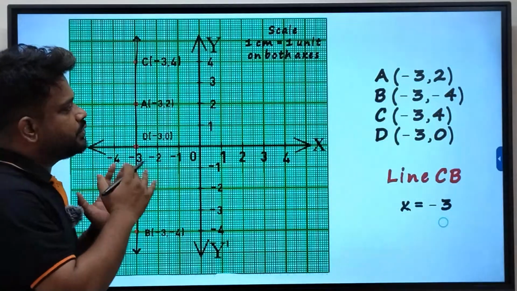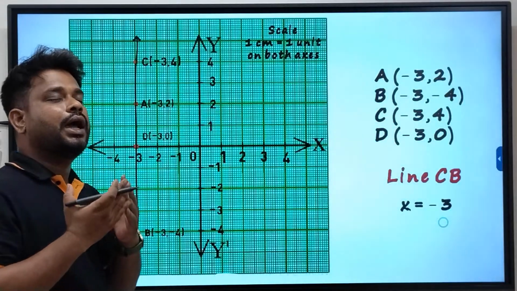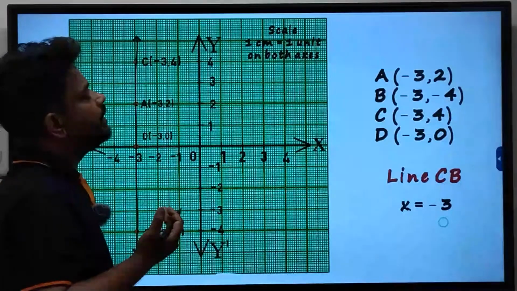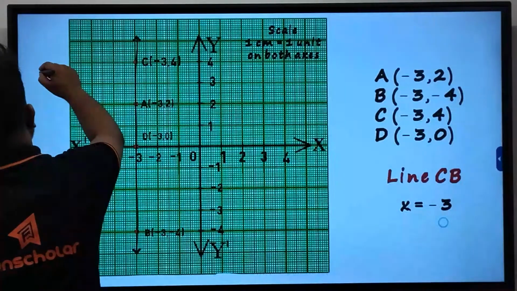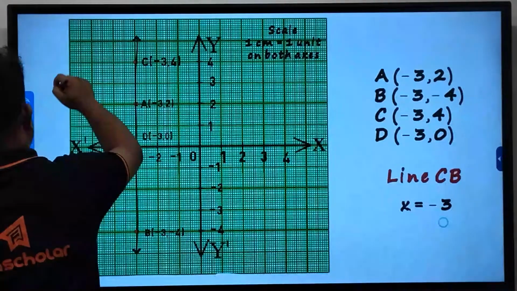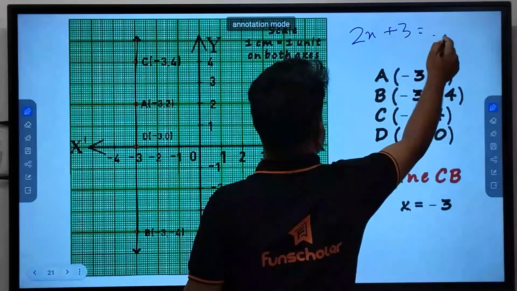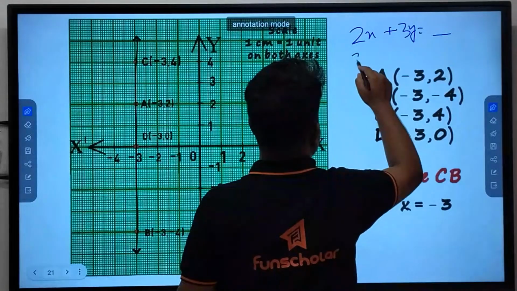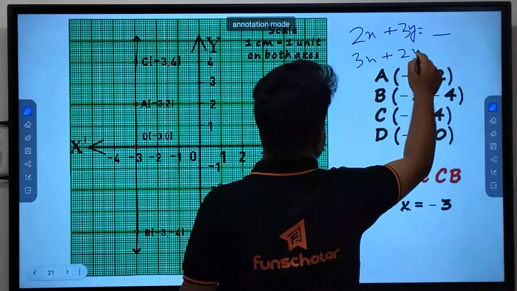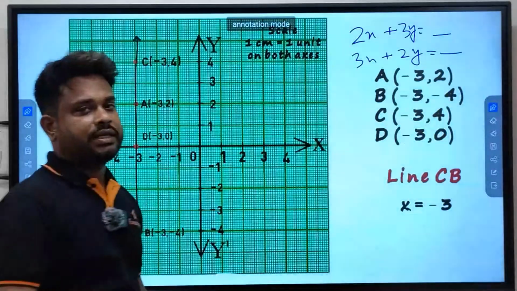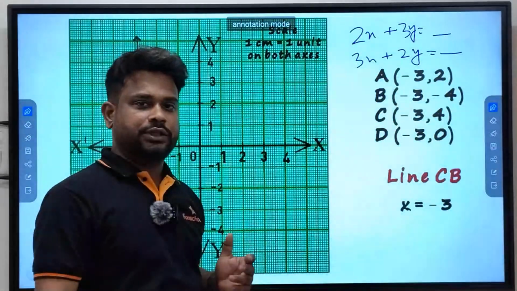Yes, we will see that we will get many examples in the future which will look like 2x plus 3 equals something, or 3x plus 2y equals something, and they will be considered as parallel lines of each other, right?